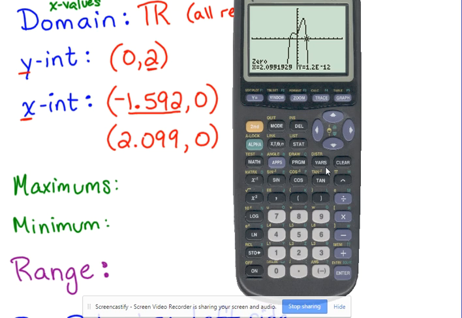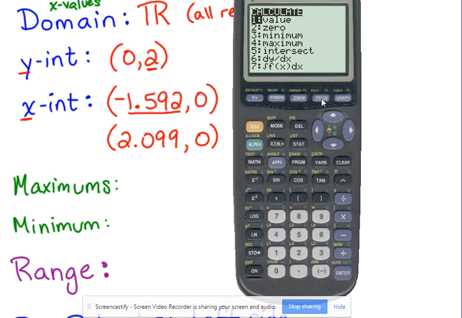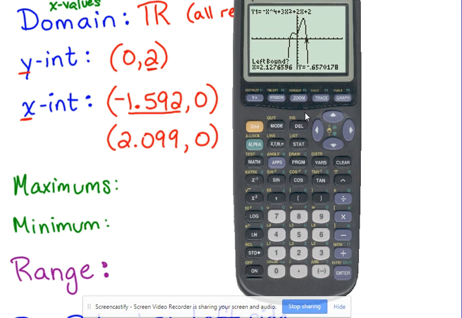We have 2 maximums to find and 1 minimum to find. So let's start with the maximum. Okay, second trace, maximum is number 4. All right, my cursor is closest to the one on the right, so I'm going to start with that one. Left bound, right bound, press enter.